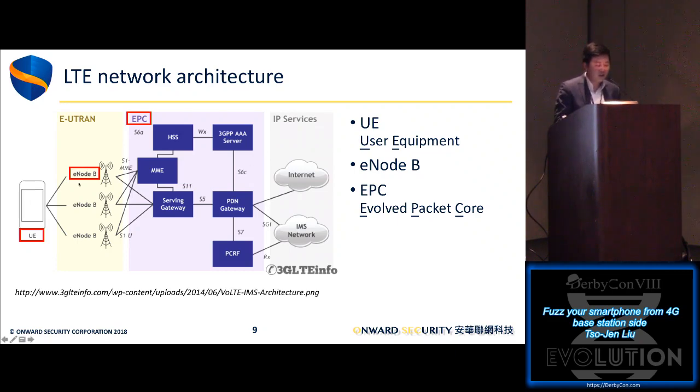Okay, the eNode B is just like the base station in the LTE network. So your cell phone will connect to the eNode B, and the eNode B will communicate with the EPC. The EPC is the core network in LTE. It is responsible for managing mobile activity and routing the data to the network. So if you want to build an LTE network, you have to build the eNode B and EPC in your testing environment.